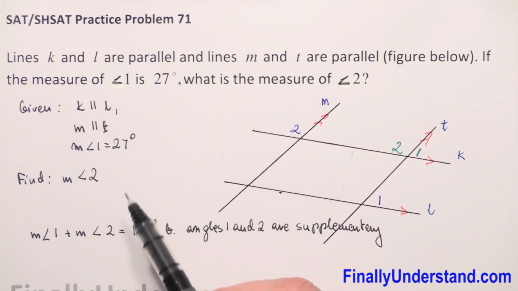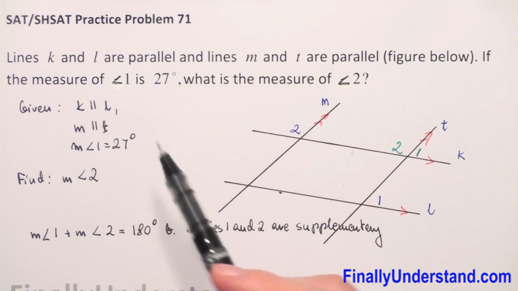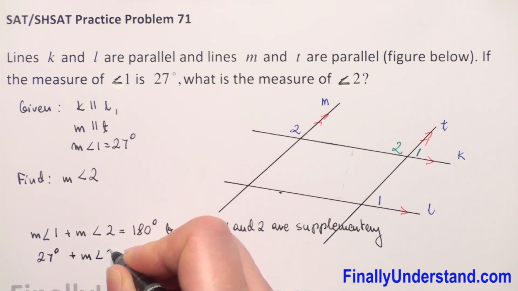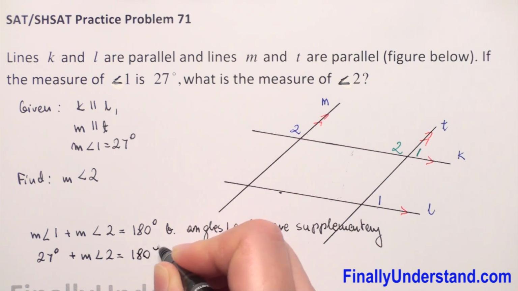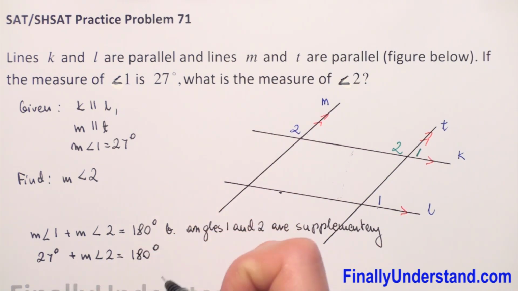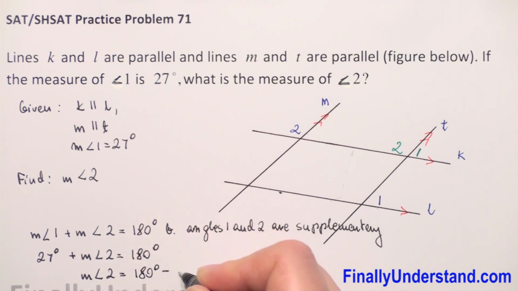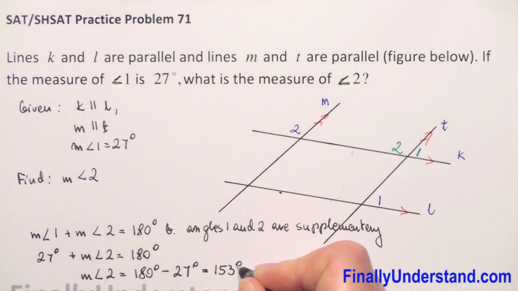So we know that the measure of angle 1 is 27 degrees, so we have 27 degrees plus the measure of angle 2 is 180 degrees. So now I will move 27 to the right side, so we have that the measure of angle 2 is equal to 180 degrees minus 27 degrees. So this is equal to 153 degrees. This is my solution. We found the measure of angle 2.